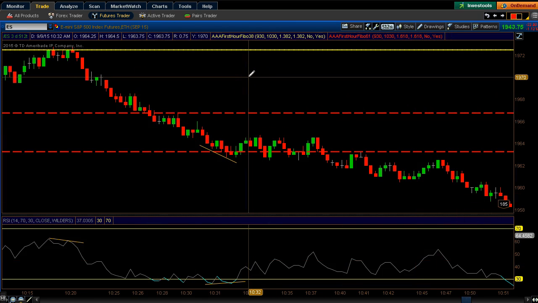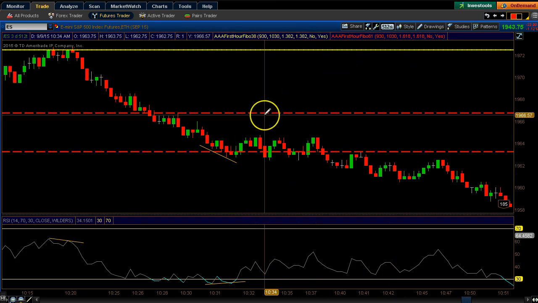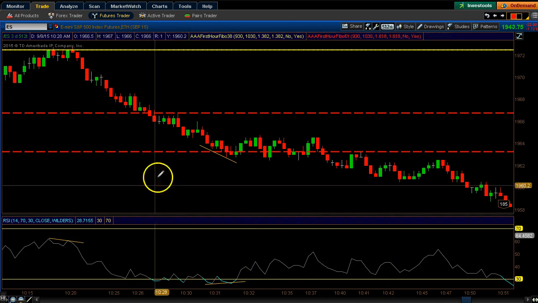So again, that's it for the first hour high and low, and also the first hour high-low Fibonacci retracements and extensions. Next up is going to be lesson number 14.